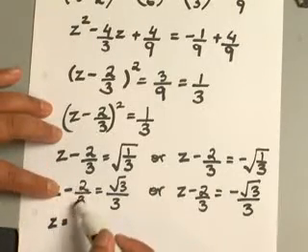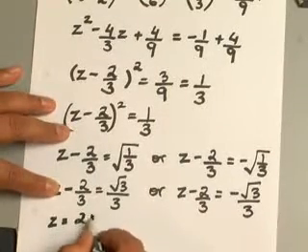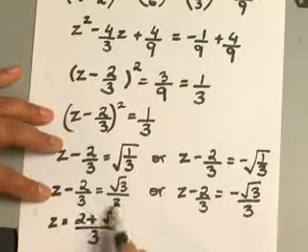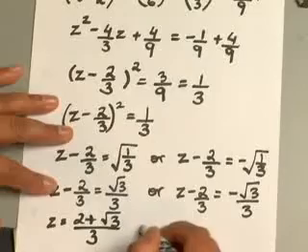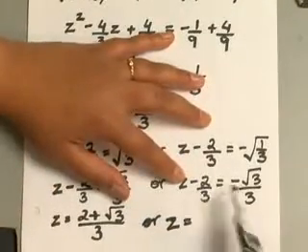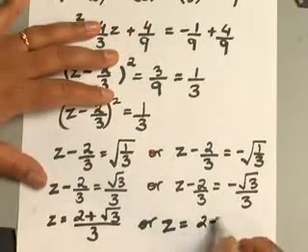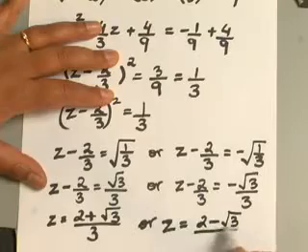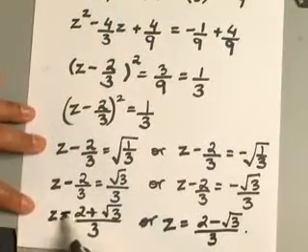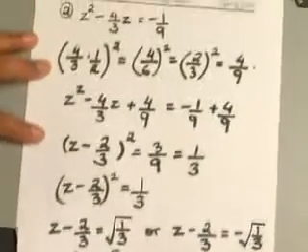Okay, and now all you have to do is add the two terms together. You'll take negative 2/3 on the other side and it becomes positive, and that will give you (2 plus square root of 3) over 3, because they have the same denominator. On the other side, same thing will happen. You'll add 2/3 on both sides of your equation, and you'll end up with (2 minus square root of 3) over 3.